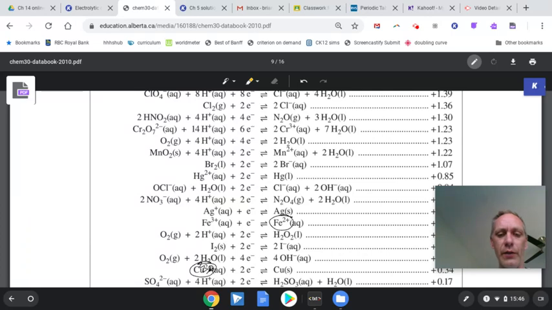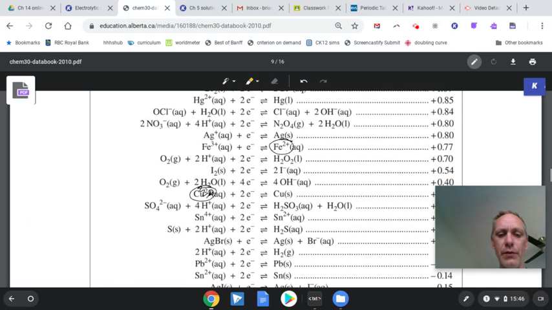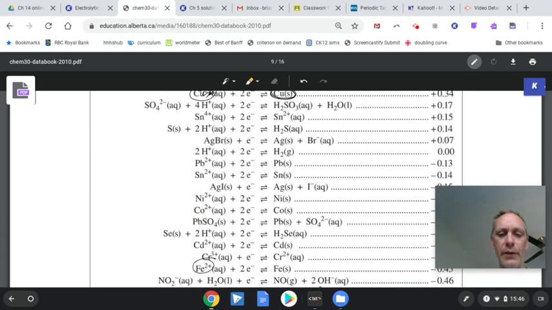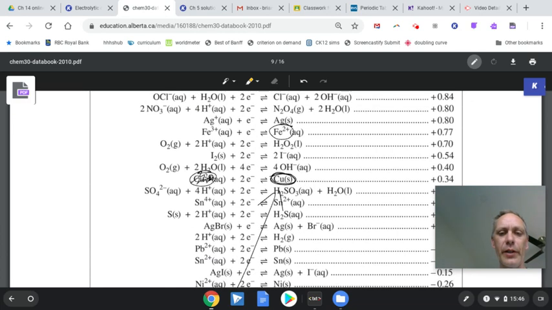Copper solid. Yeah, I don't know why I said copper 2+, because there wasn't any. It is copper solid and Fe2+ down here. That's the one we're looking for because we don't have any copper 2+.